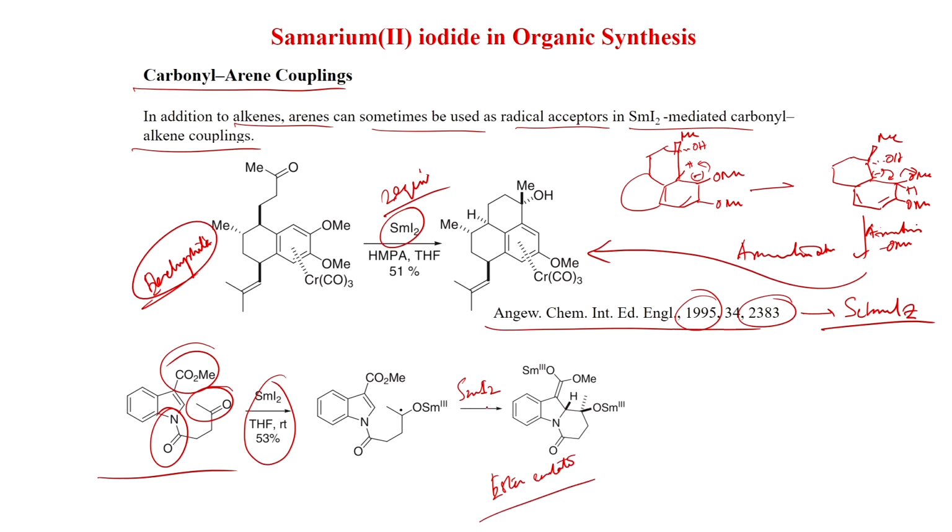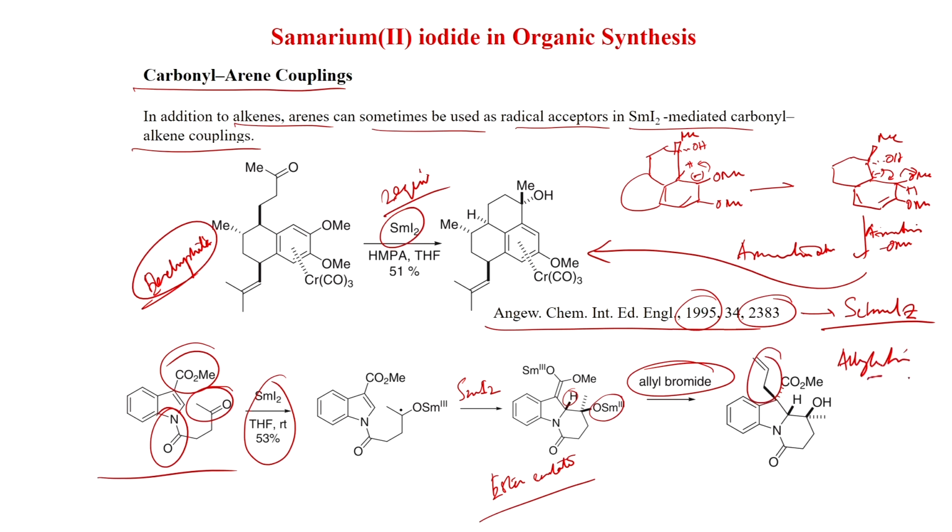You can see this is also highly diastereoselective, this O samarium and this hydrogen are on the same side, and now if you treat this enolate with allyl bromide, allylation will happen. So, this is allylation. Again this product is highly diastereoselective, and this work was published in Organic Letters 2003, page number 4305.